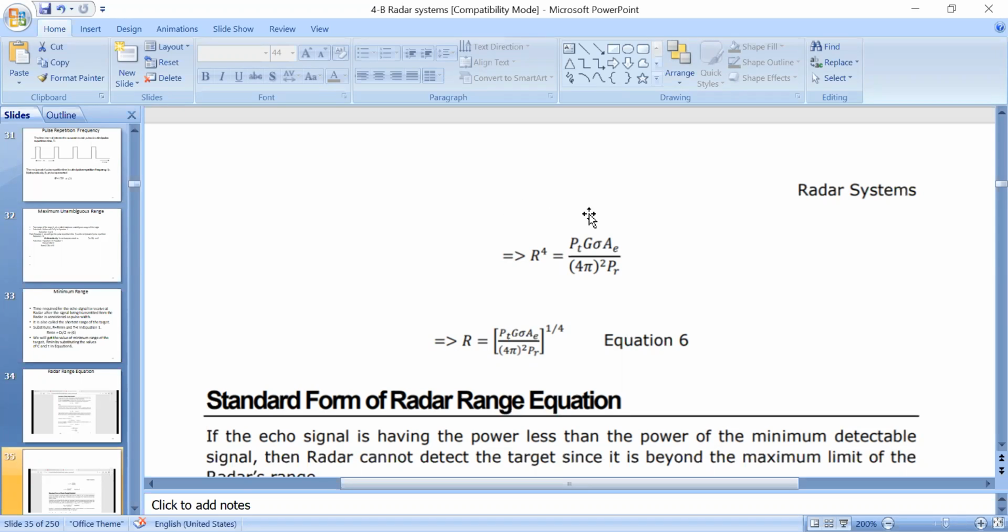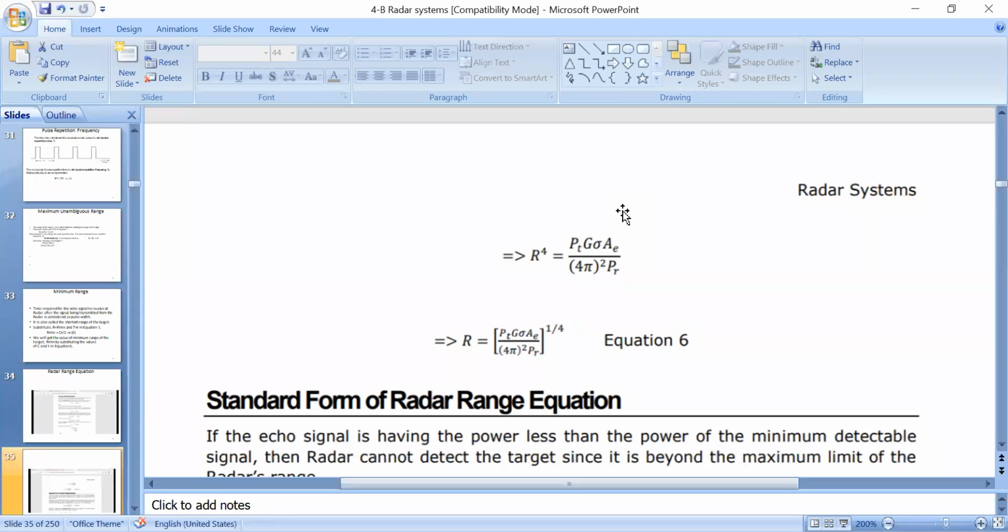In the next case, we are considering a directional antenna that is denoted with PD. PD is equal to, in addition to the first equation, the gain of the directional antenna is considered. So PT G by 4 pi R square. In the third case, you are considering the radar target cross section, which is denoted with the letter sigma.